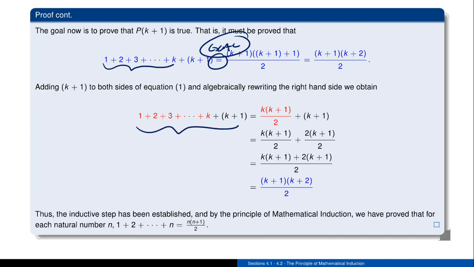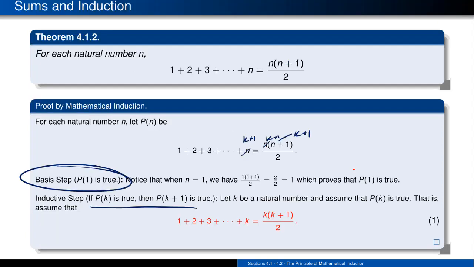Well, what ends up happening is that if you look at the left-hand side of that goal and break off those first k pieces, you use the inductive hypothesis. That's exactly what this red part is referred to as: the part that I get to assume in this inductive step. It's a nice conditional bit: if P(k) is true, then P(k+1) is true.